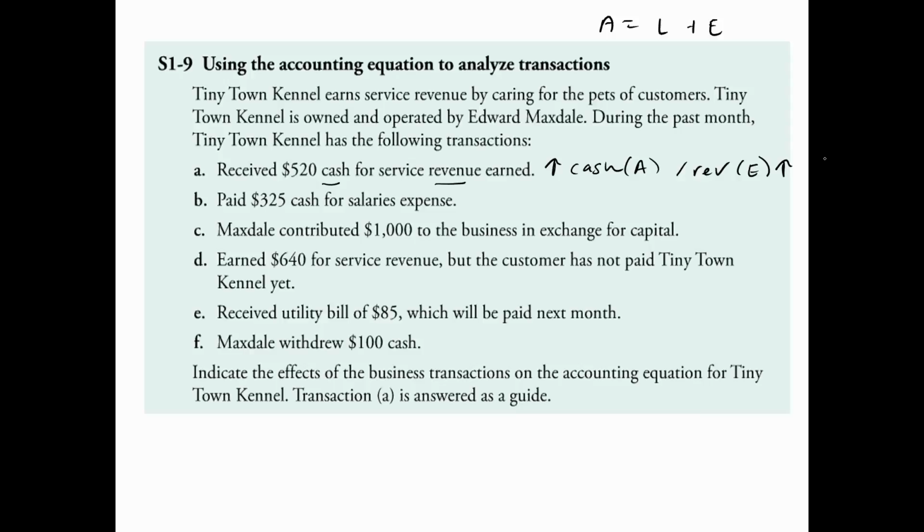Paid $325 for salary expense. So as soon as I see paid, I know that I've got cash, and this has the word expense right in here, so I have the account. So this would really be, the account would be service revenue. This will be salary expense. Cash is an asset, and salary expense is part of owner's equity. I paid cash, so cash went down, and if I have an expense, owner's equity went down. So the accounting equation is still in balance.